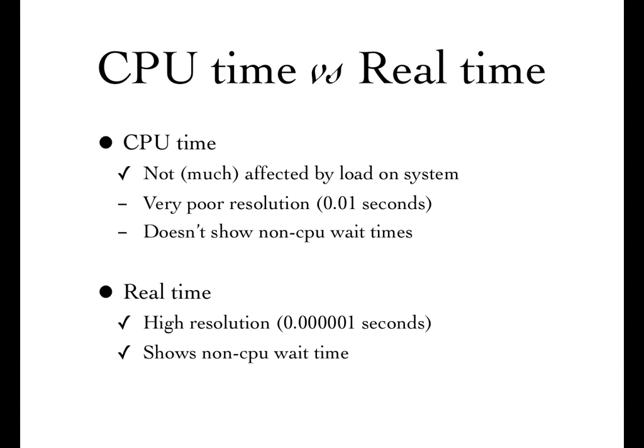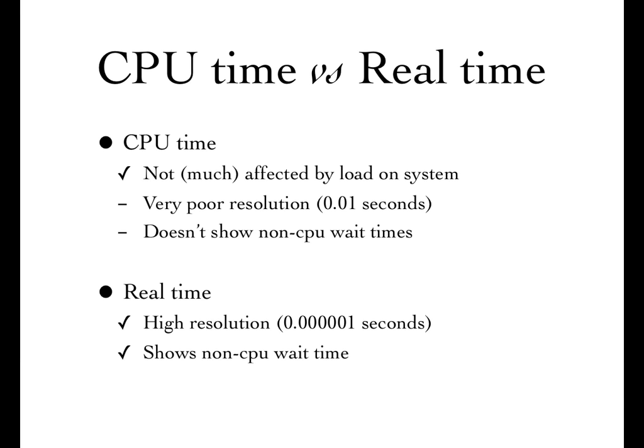Now, another thing you need to pay attention to when profiling is CPU time versus real time. Do you measure the time spent on the CPU, or do you measure the time spent waiting, the wall clock time? Now, most people think of profiling in terms of the CPU time. It's the default for most profilers, for most of the older profilers especially. And the idea is that it's not affected by load on the system. You're measuring the CPU time taken by your process. Now in practice it is a little bit affected by how busy the system is. But the big downside is very poor resolution.